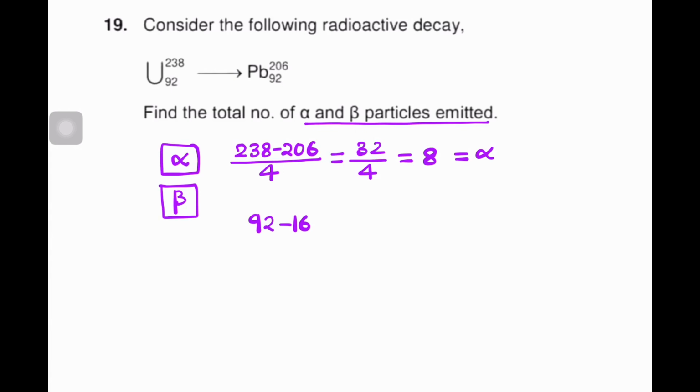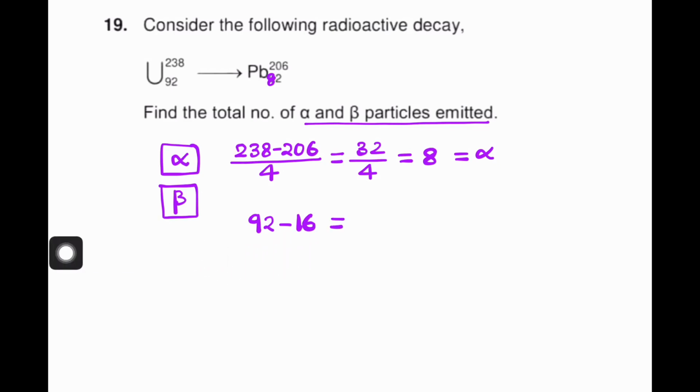Yeah, there is a mistake in the question itself. Lead, if you see the atomic number of lead, here it is wrong. It is 82, not 92. So let's make a change here, 82. So it is 16. So after emission of 8 alpha particles, there will be a total decrement of 16 in the atomic number.